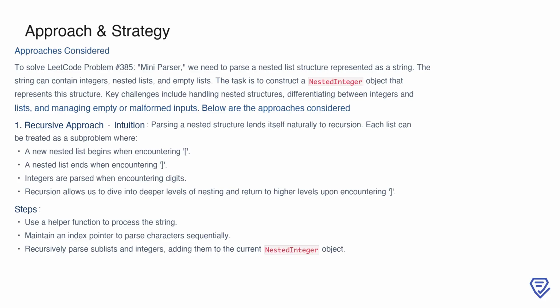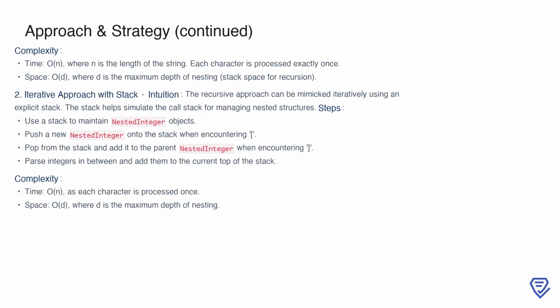The recursive approach has a clear complexity profile. The time complexity is O(n), where n is the length of the string, because we process each character exactly once. The space complexity is O(d), where d represents the maximum depth of nesting, as each recursive call adds to the call stack. However, recursion is not the only way to solve this problem.